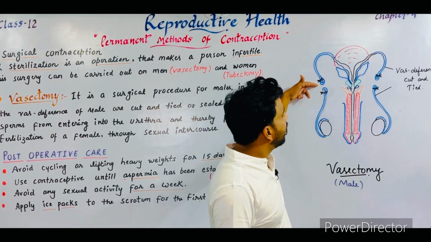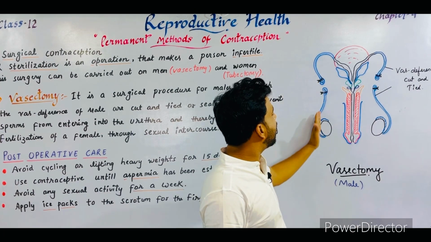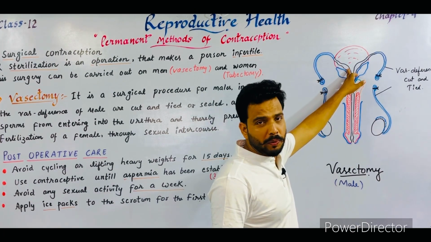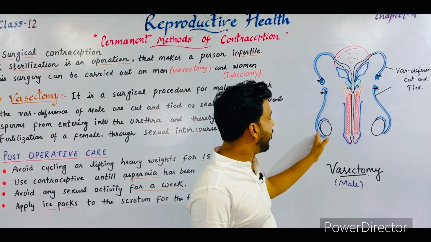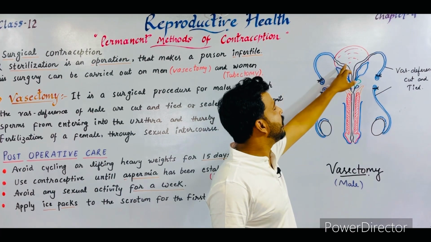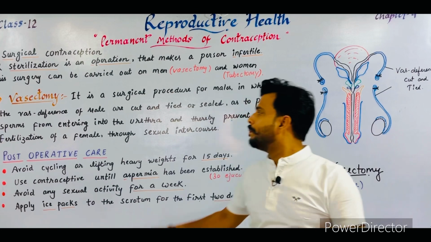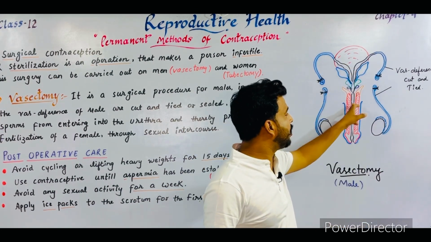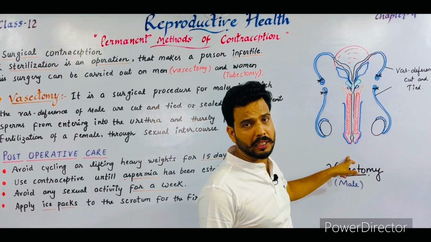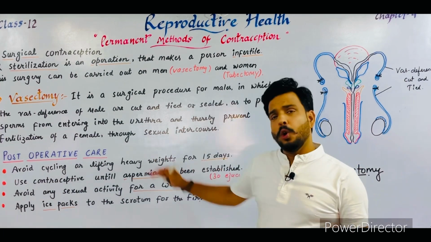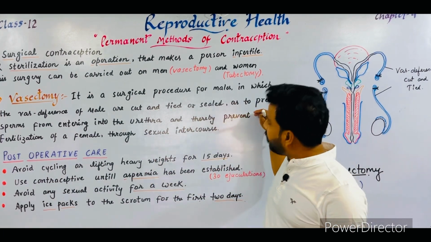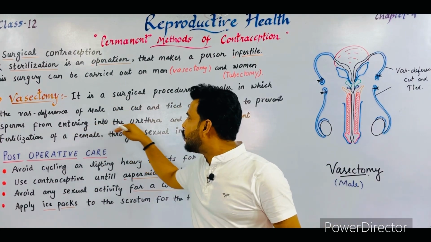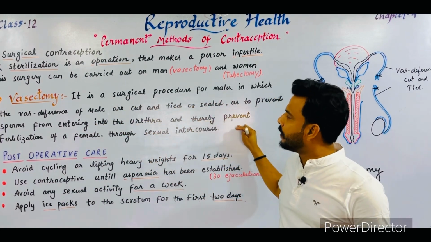When we cut this vas deferens, the sperm are unable to reach the seminal vesicle. The sperm are stored here, and they are unable to go into the seminal vesicle. From the seminal vesicle the sperm enters the urethra and comes out with the semen. So this operation prevents the sperm from entering the urethra and thereby prevents fertilization.